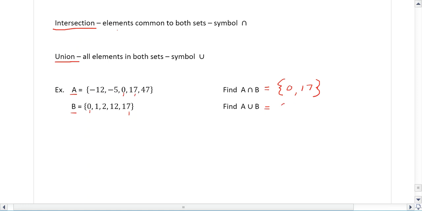And now the union, we need to list all of them. And it's not picky what order you list them in.